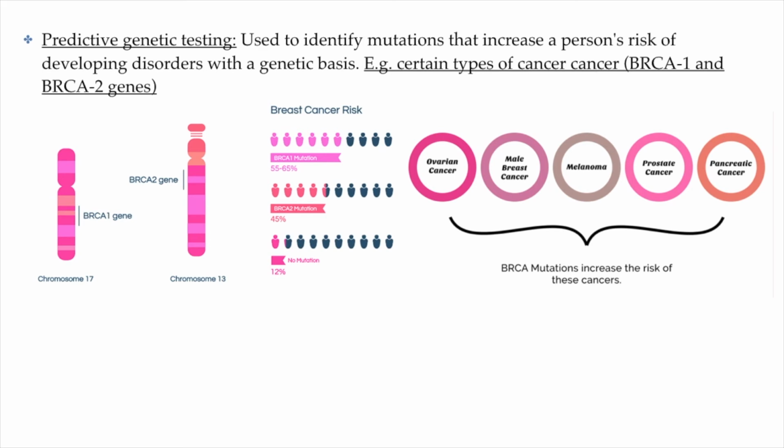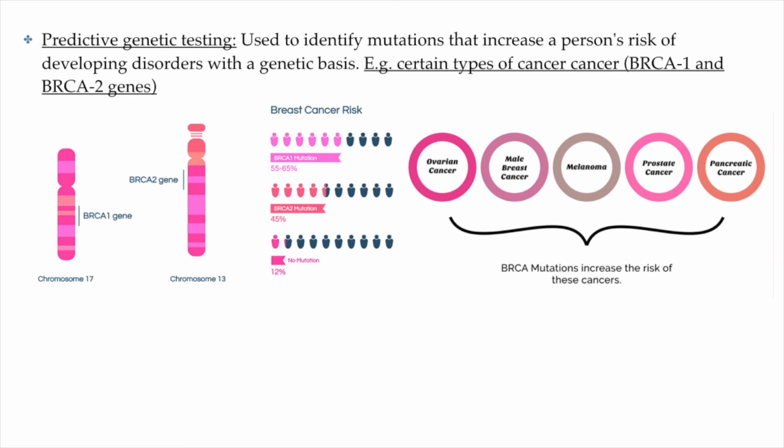Okay, so now let's talk about predictive genetic testing. Predictive genetic testing is used to identify mutations that don't necessarily guarantee that you will develop some sort of disorder, but it just increases the chances that that disorder might be present in your future because there's a genetic component to the disorder itself. So, for example, certain types of cancer, in particular breast cancer, have been linked to, in this particular case, two genes, the BRCA gene. The BRCA1 and the BRCA2 genes are the two genes that are usually labeled as the breast cancer genes.